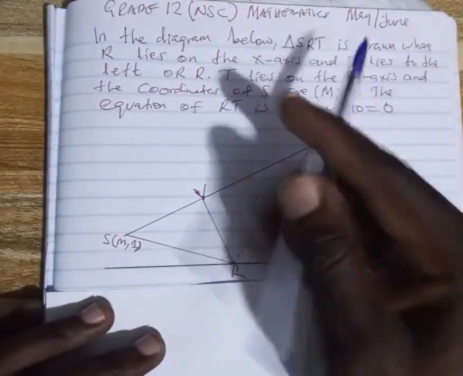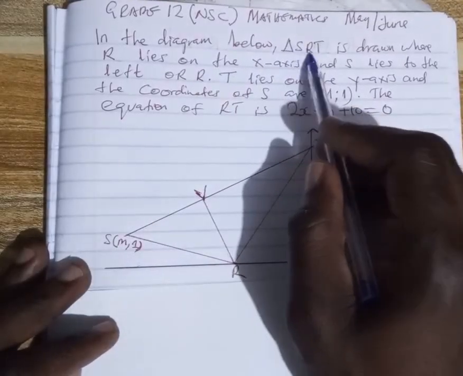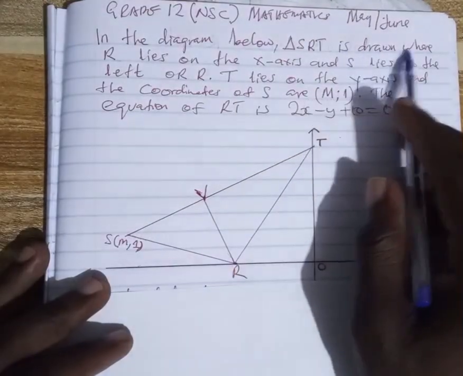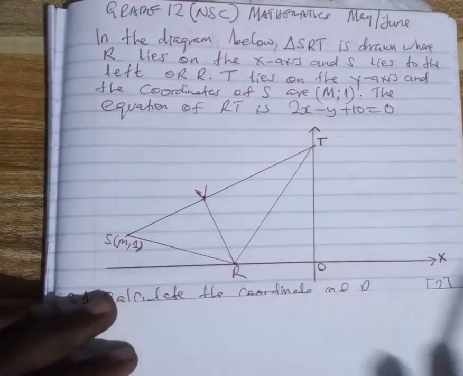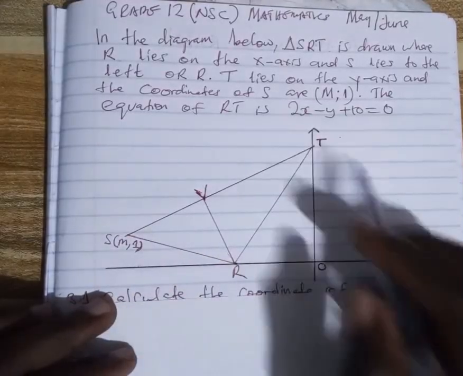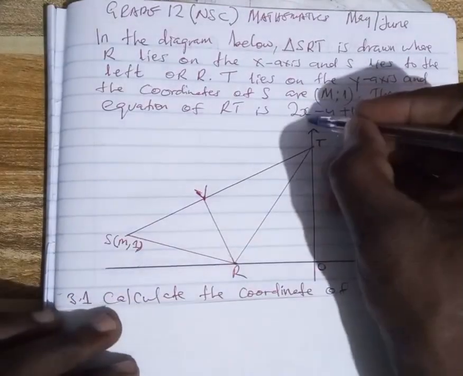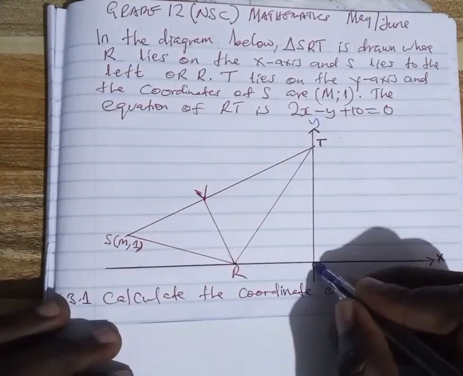So, in the diagram below, paper 1 shows triangle SRT. You have S here, and RT is a triangle drawn where R lies on the x-axis, as you can see. Then T lies on the y-axis. So R is on the x-axis, while T is a vertical line on the y-axis. This is the origin.